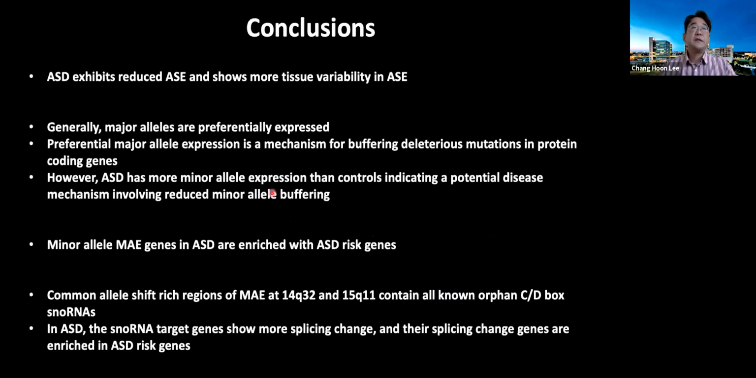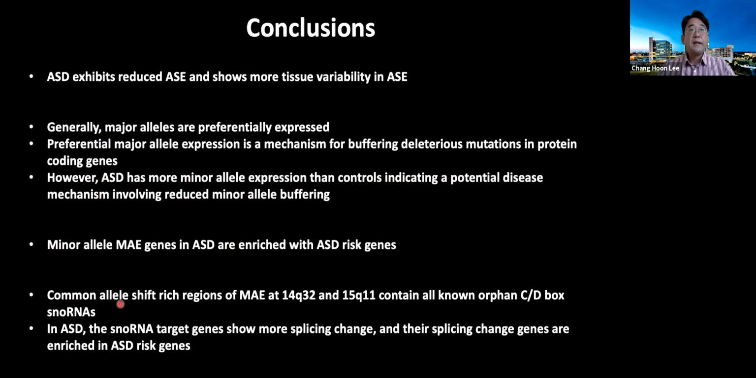So here's my conclusion. ASD exhibits reduced allele-specific expression and shows more tissue specificity. Generally, major alleles are preferentially expressed. The preferential major allele expression is a mechanism for buffering deletion mutation in protein coding genes. However, ASD has more minor allele expression than control, indicating a potential disease mechanism involving reduced minor allele buffering. Also, minor allele monoallelic expression genes in ASD are enriched with ASD risk genes.